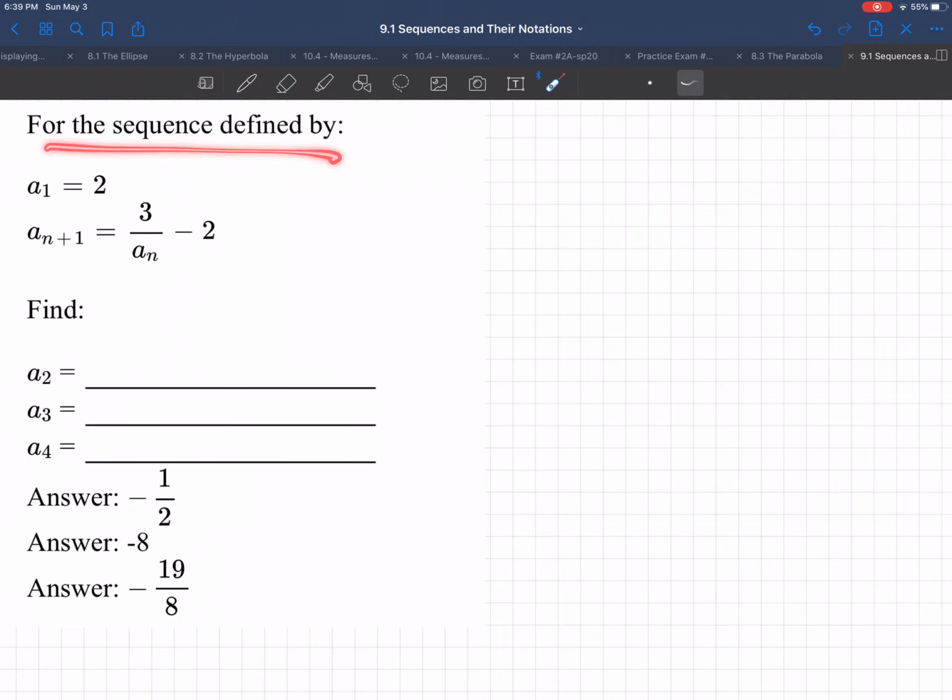For the sequence defined by these guys, find a sub 2, a sub 3, and a sub 4. Okay, so how do we do it?